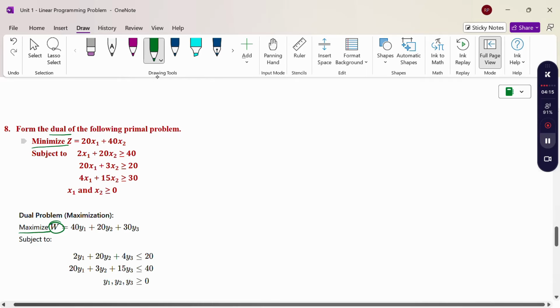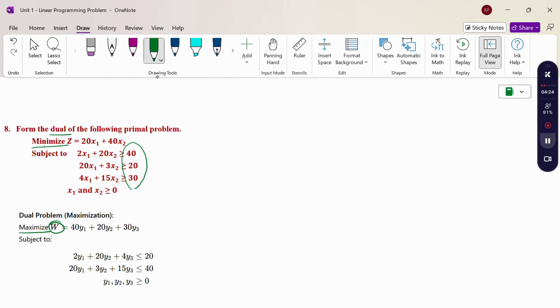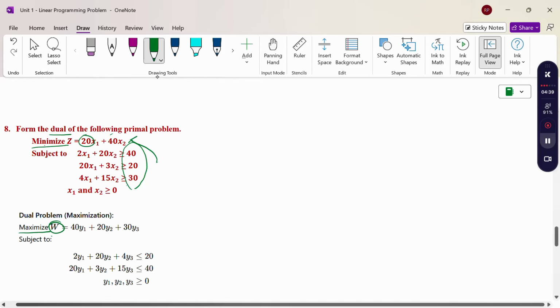Now how to convert this? Minimization changes into maximization, and the right hand side values become the objective function. So 40y1, 20y2, 30y3 is the new objective function. Then the original objective function coefficients 20, 40 move to the right hand side.